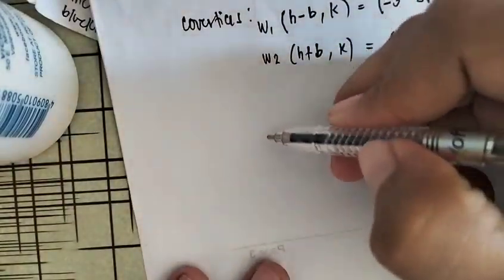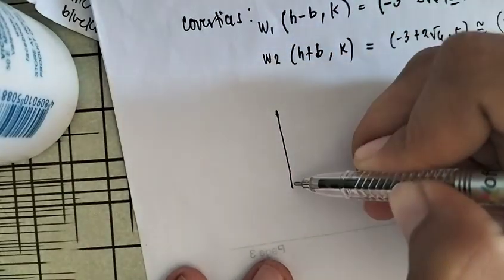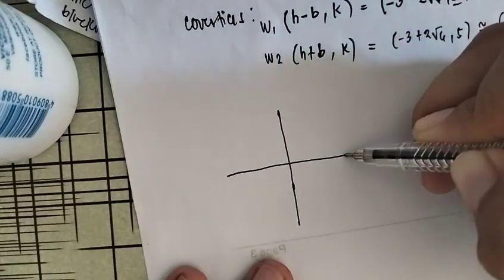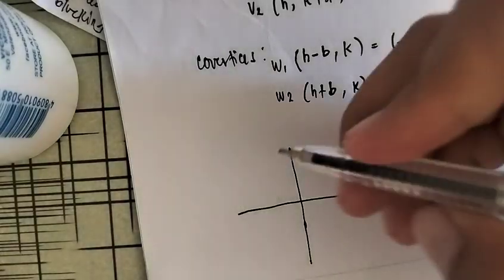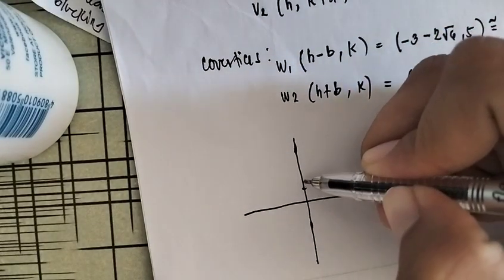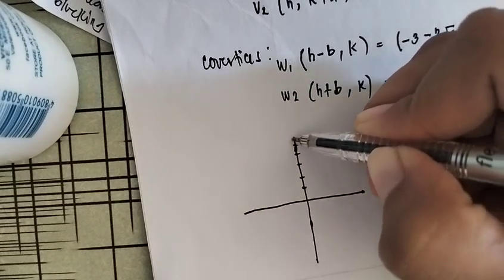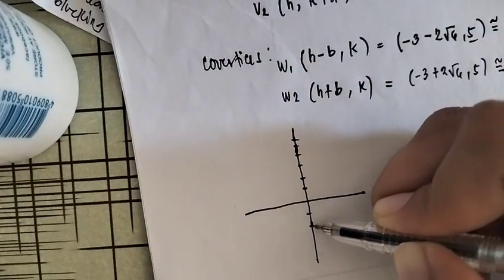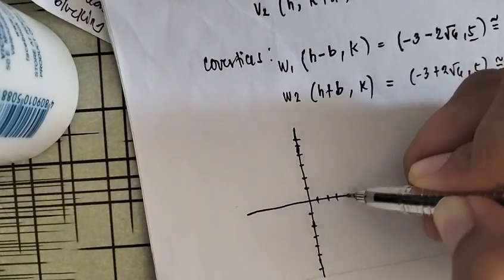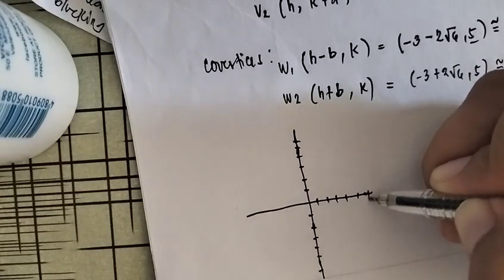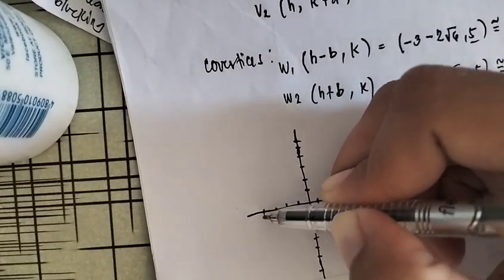Plot the points. What is the highest value here? It is far. Let us count: 2, 4, 6, 8, 10, 12, and 5, 6.